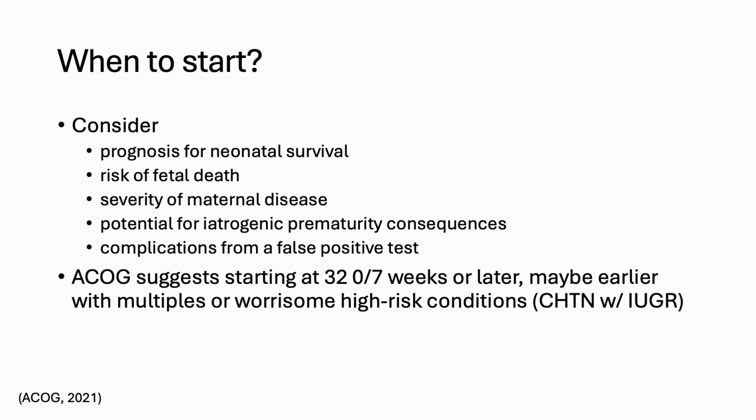ACOG suggests starting at 32 weeks or later, and maybe earlier if it's really high risk, such as a chronic hypertension patient with IUGR, because that's telling us that something more is happening.